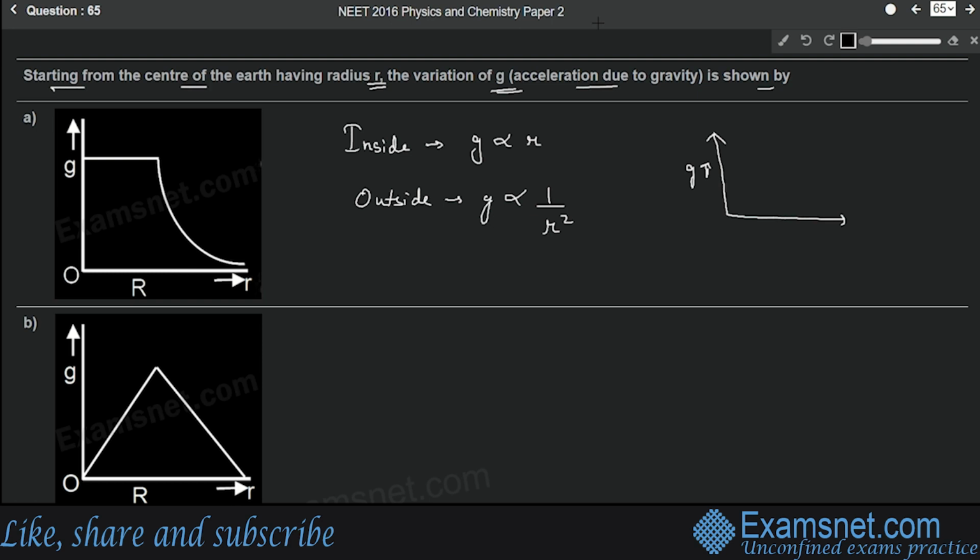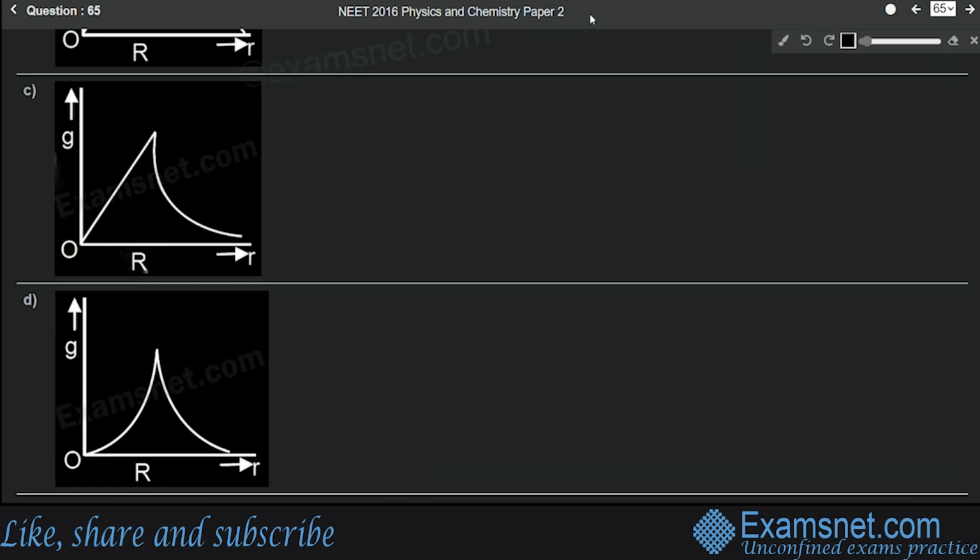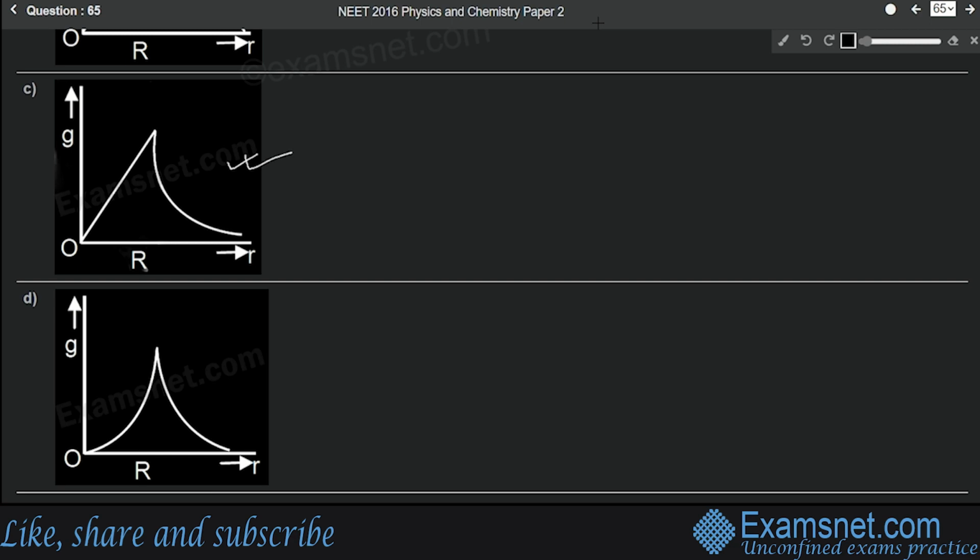then inside the surface, that means till here, this is the radius. Okay. So till here it will be directly proportional to the distance, and after that inversely with the square of the distance, that means like this. So this will be the type of graph. So let's see, the first one is not correct, the second one is also incorrect. Now the third one, yes, the third one is correct. Okay, so option C will be the correct answer.